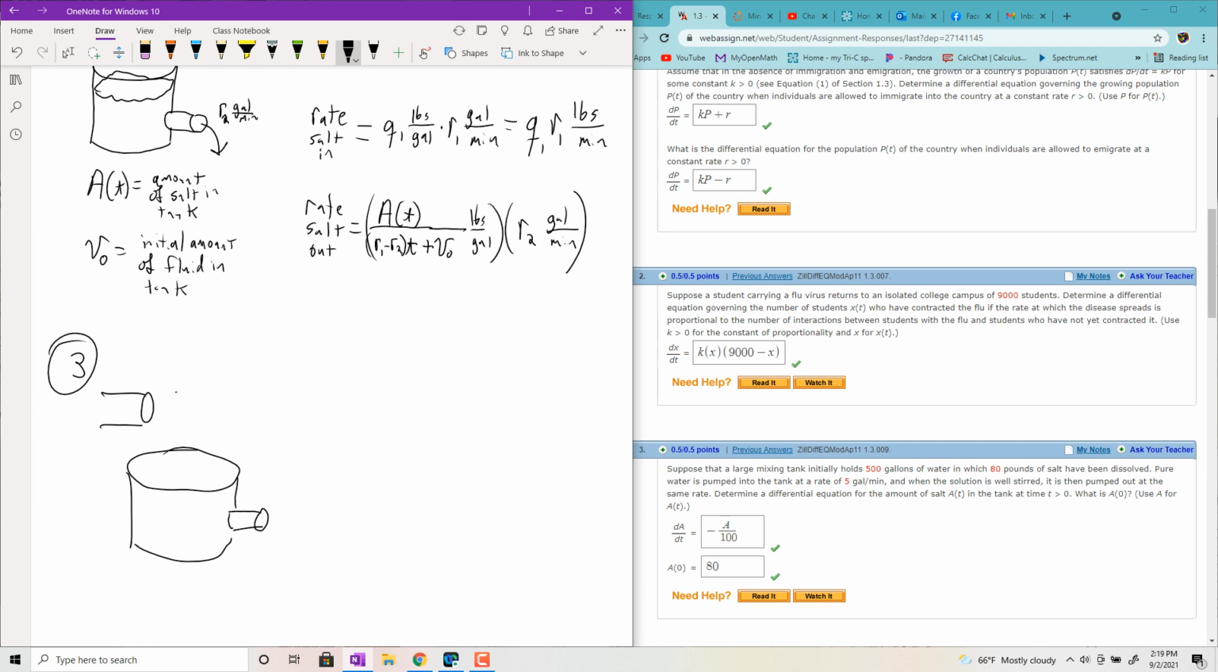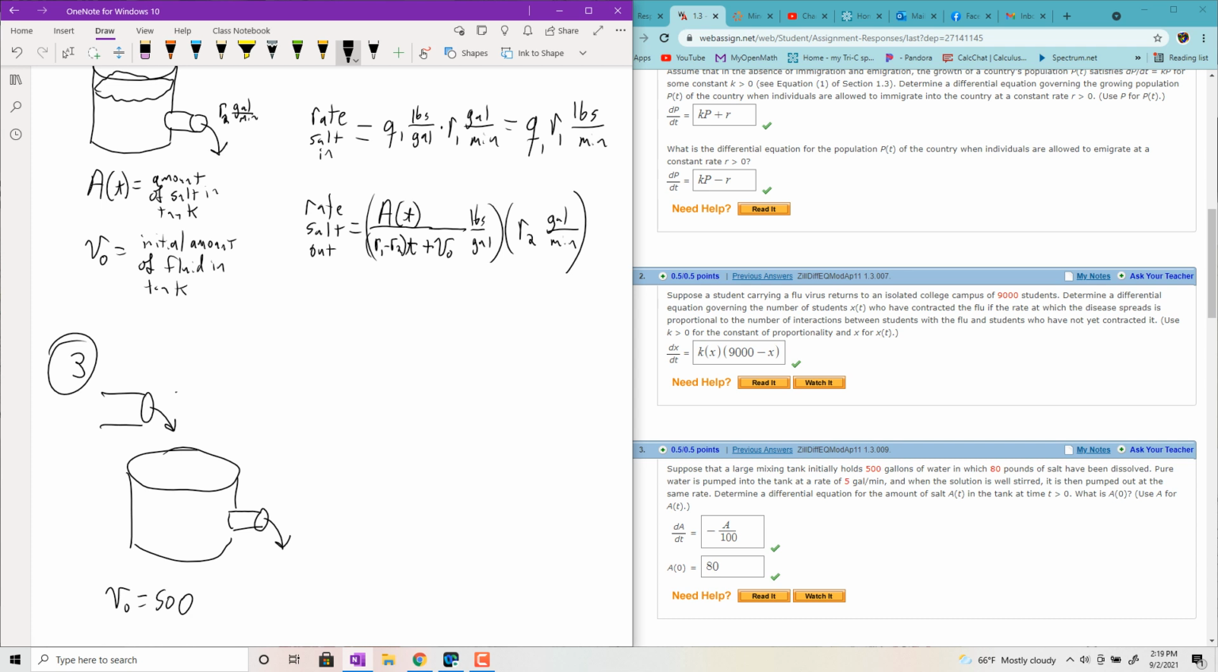Okay, so here's my tank. There's junk coming out, there's junk going in. So again, the tank initially holds 500 gallons. There's 80 pounds of salt that are initially in the tank. I don't think that's going to be necessary for us to know.